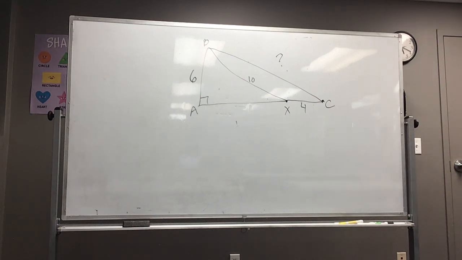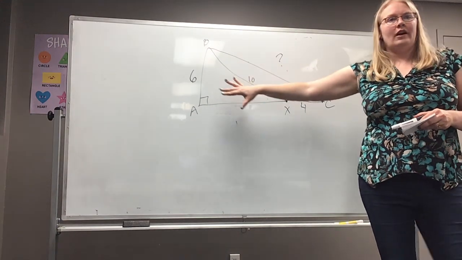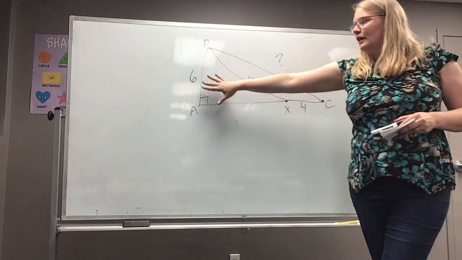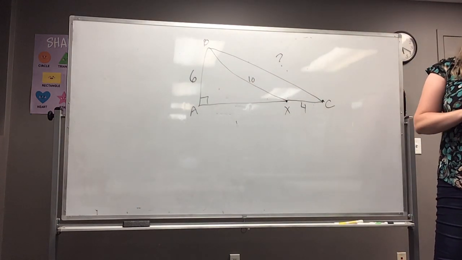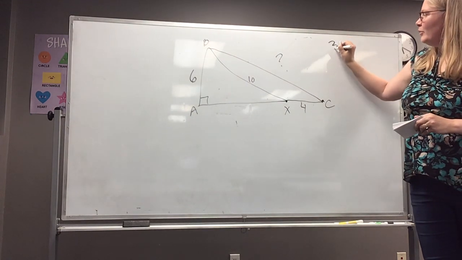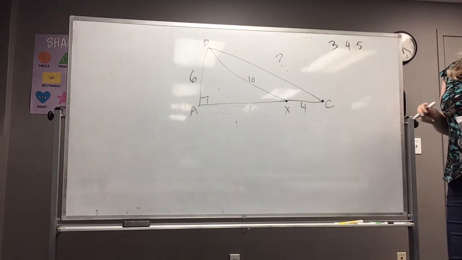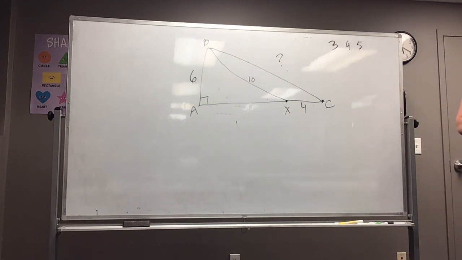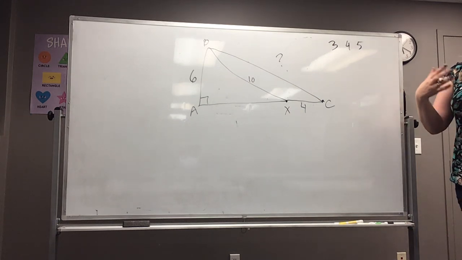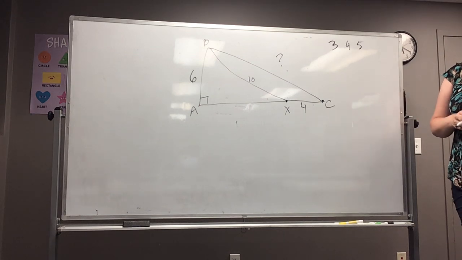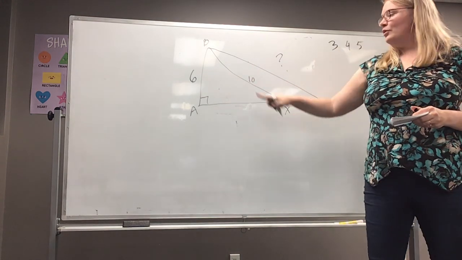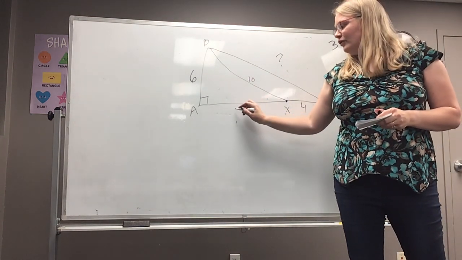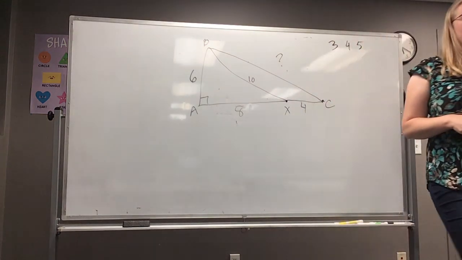For the first one, I would prefer it if you can do this without the calculator. 6 and 10, it's a variation of their favorite Pythagorean triple of all time. If you have not yet committed it to memory, please do so. 3, 4, 5 shows up all over the place. They really like it. It's just a nice, easy, perfect right triangle. So if we have 6 and 10, 6 is 3 times 2, 10 is 2 times 5, this is 4 times 2, or 8.